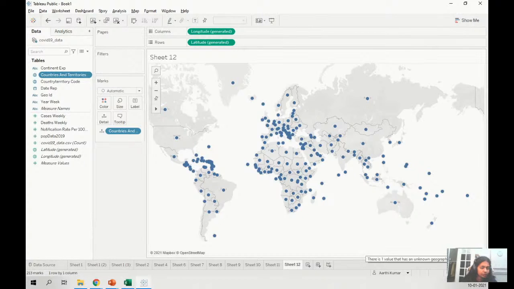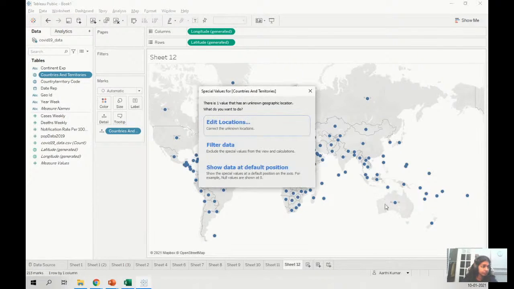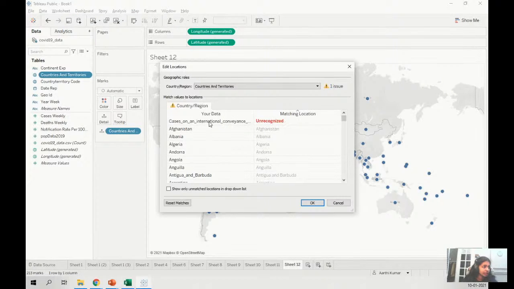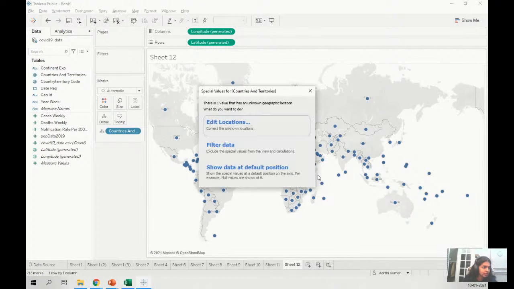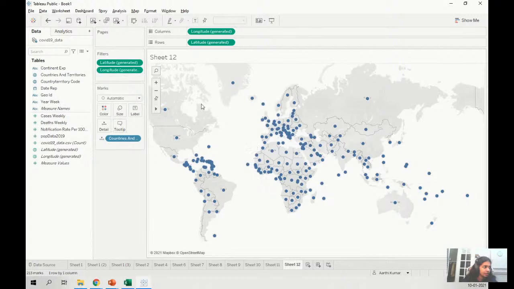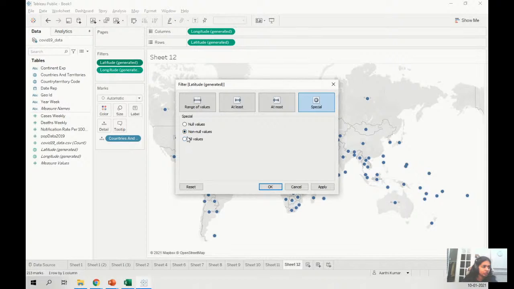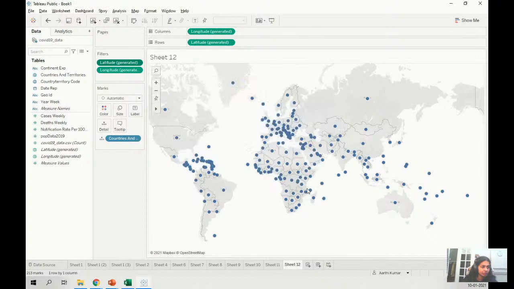So here in the bottom right corner, you see something called one unknown. Whatever Tableau cannot plot, let's say you have some spelling mistake in your data, you can say edit location. So this is the unrecognized. This is the cases on international conveyance. Okay, so this is the cruise ship that was initially quarantined because they had a lot of COVID cases on board. So this doesn't represent any geographic. So what we will do is we will ignore that for now. And you can filter out that data. So when you filter that data, that gets filtered out. So wherever this is non-null values, only the lat and longitude with non-null values will be taken.